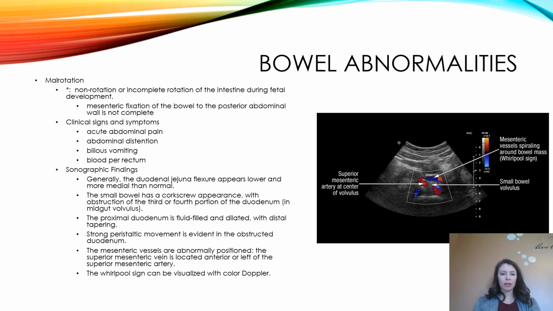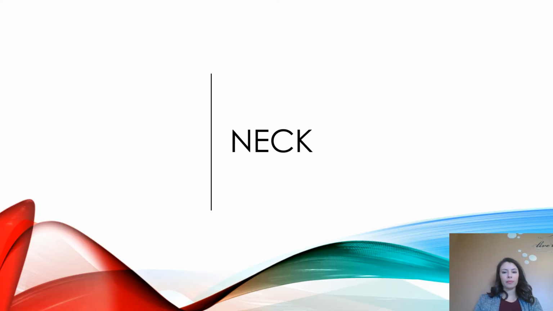sonographically are generally the duodenal jejunal flexure appears lower and is more medial than normal. The small bowel has a corkscrew appearance. The proximal duodenum is filled and dilated with distal tapering. There's strong peristaltic movement, and it's evident in the obstructive duodenum. The mesenteric vessels are abnormally positioned. So the superior mesenteric vein is located anterior or left of the superior mesenteric artery. And then there's a whirlpool sign, and that can be visualized with color Doppler.